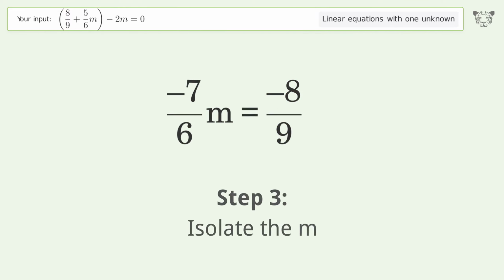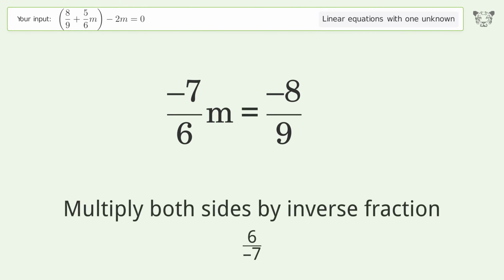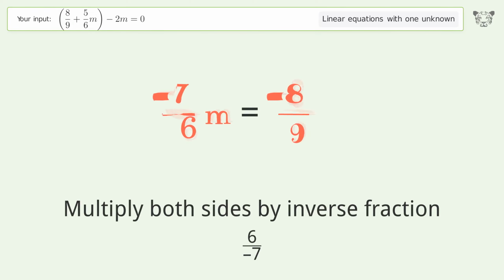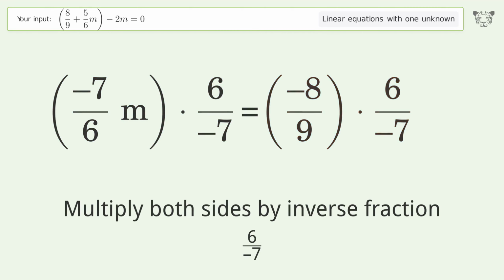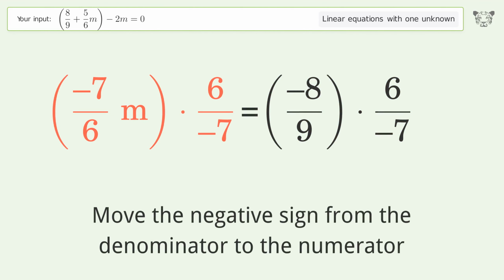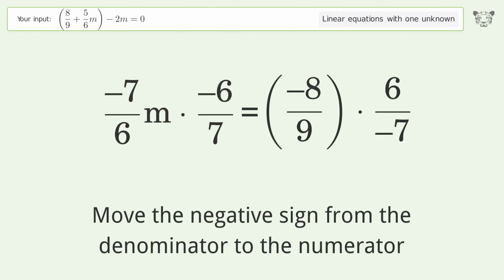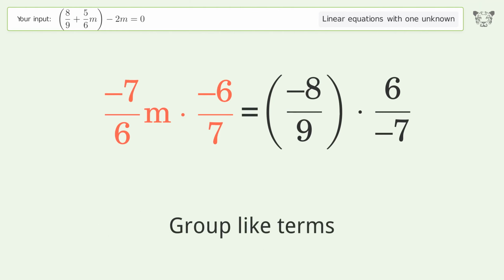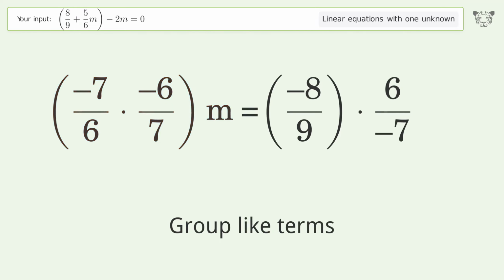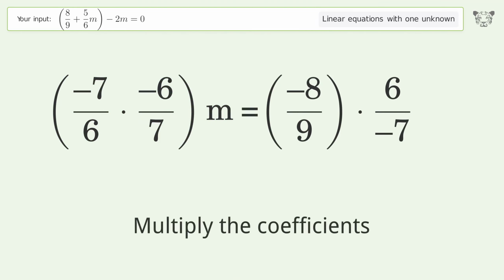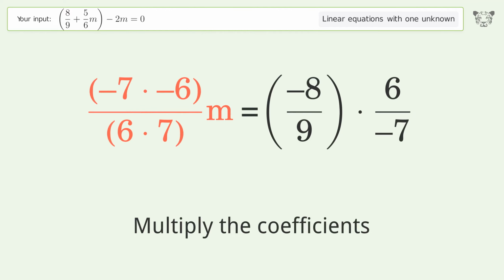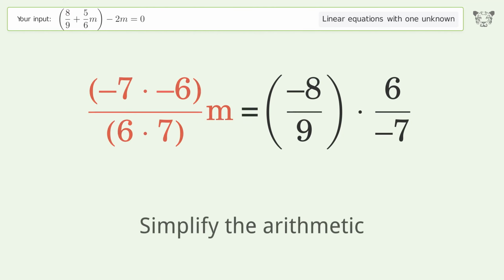Isolate the m. Multiply both sides by inverse fraction 6/7. Move the negative sign from the denominator to the numerator. Group like terms. Multiply the coefficients. Simplify the arithmetic.